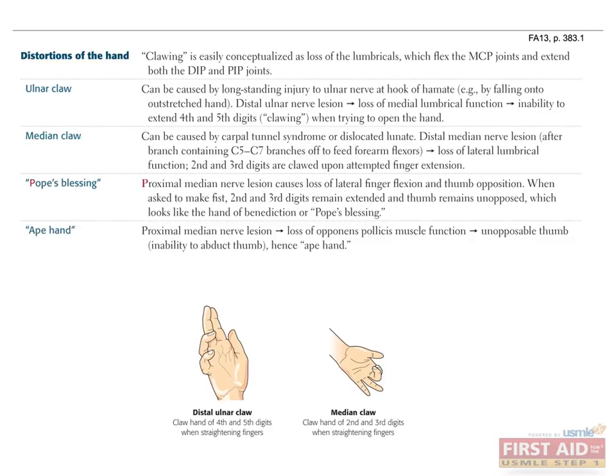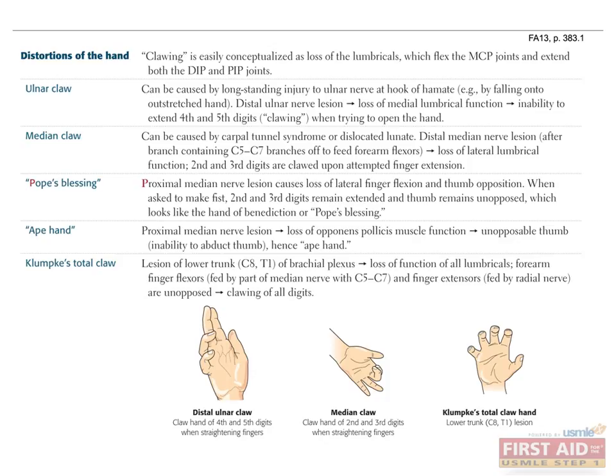The third distortion is called the ape hand, wherein a patient suffers from a proximal median nerve lesion. This predominantly affects one nerve and ultimately one muscle, the opponens pollicis, which is responsible for opposing the pollex or the thumb. This leads to an unopposable thumb, much like an ape, thereby making it an ape hand.